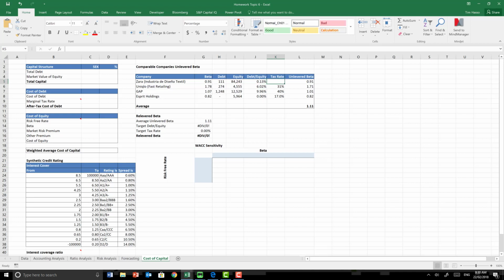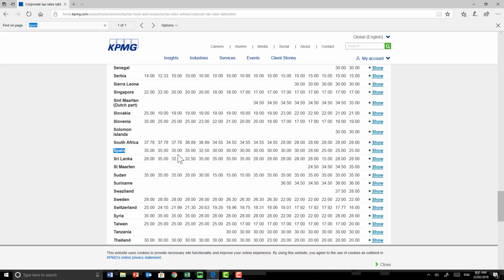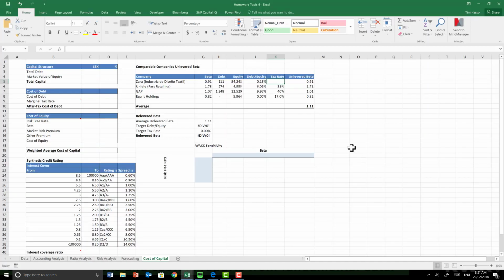And to get the tax rate, we're going to be doing exactly the same exercise as for forecasting. So for example, here under the marginal tax rate, I actually have the link there in the comment section. So again, we're going to be using the KPMG website to figure out what is the tax rate in the country where Zara is headquartered. Now, Zara is headquartered in Spain. So if you go to Spain, you can see that the current tax rate in Spain in 2018 or 17 is about 25%. So I'm just going to be entering 25%.